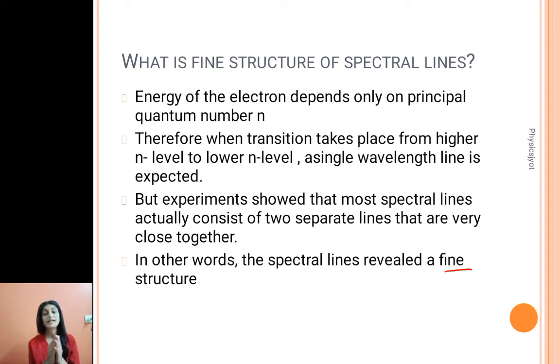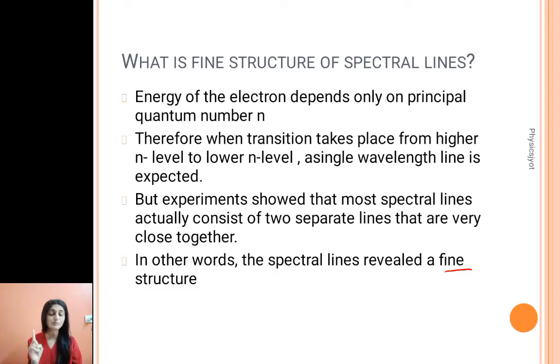Now, we know that the energy of the electron depends only on the principal quantum number n. n quantizes energy. So, that means if I talk about a transition, suppose this is the n equals 3 level, this is the n equals 2 level, and the transition is taking place from n equals 3 to n equals 2. In that case, for this particular transition, I should get a single spectral line.